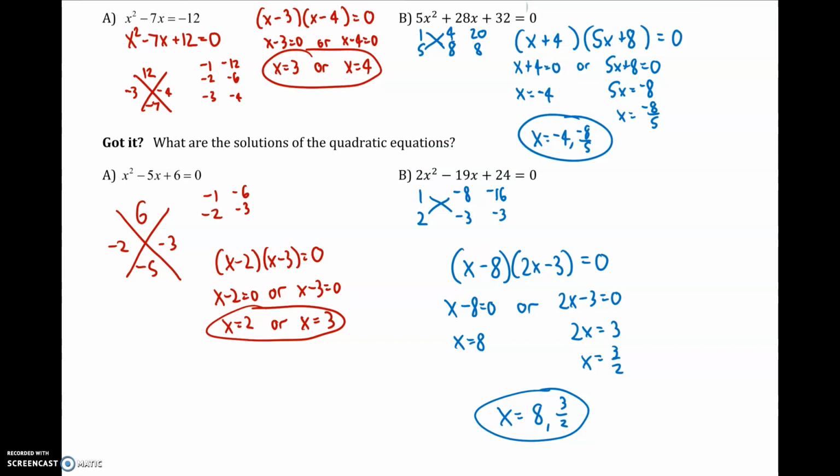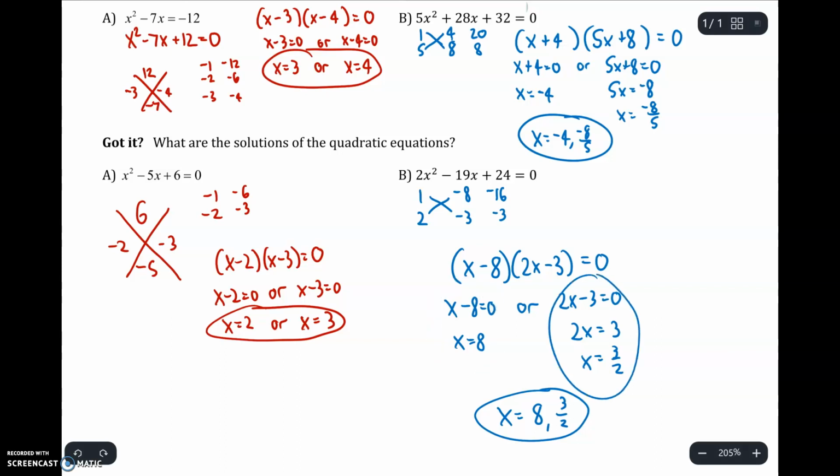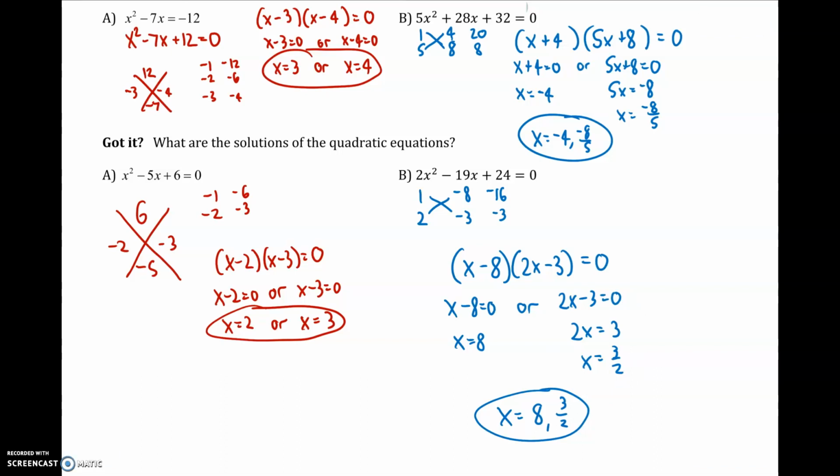But since this is the correct factorization, I'm just looking to use that zero product property, knowing that each of those binomials could be set equal to 0, and that's going to come up with a solution. So if x minus 8 is 0, that implies that 8 is a solution. And if I set 2x minus 3 to be equal to 0, again, just one extra step there, add 3 and then divide by 2, that gives us our second possibility for that question.